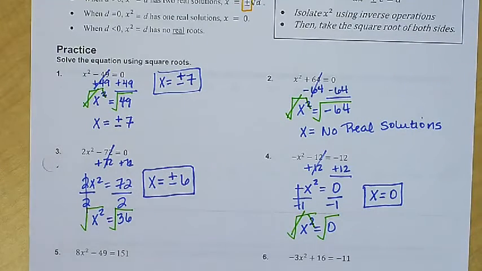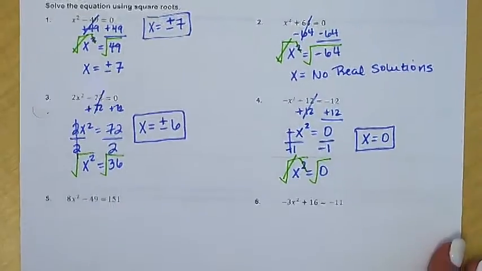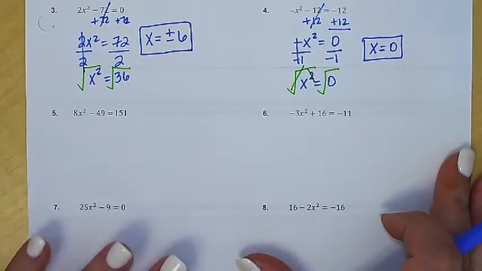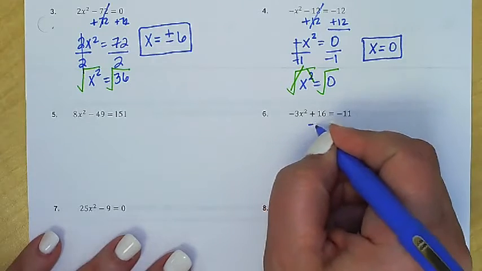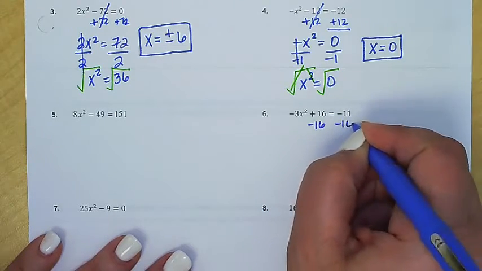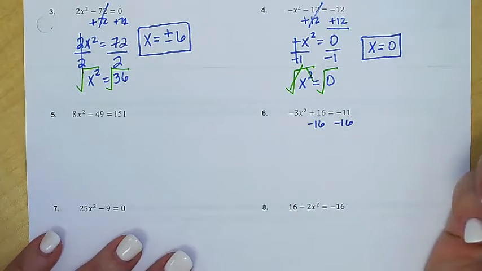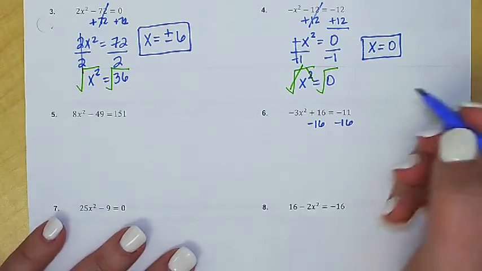Okay? All right, let's try one more. Let's try number 6 here. So if we try number 6, just to isolate once again, we want to get x alone. So we'll start off by moving the 16 with the opposite sign. The opposite of addition is a subtraction or a negative.